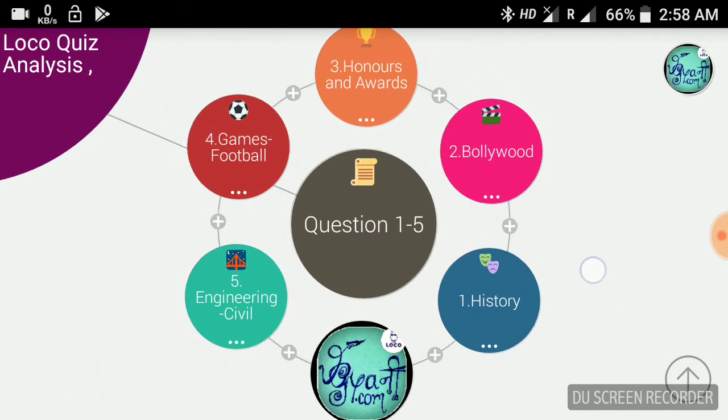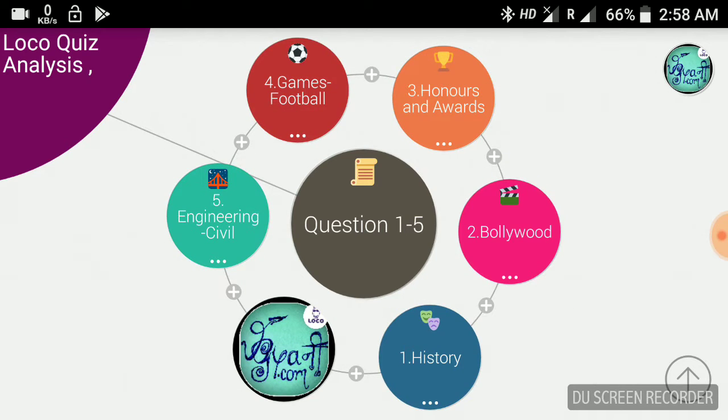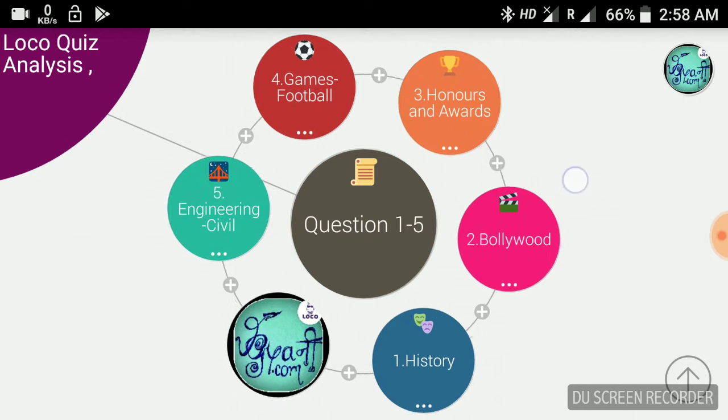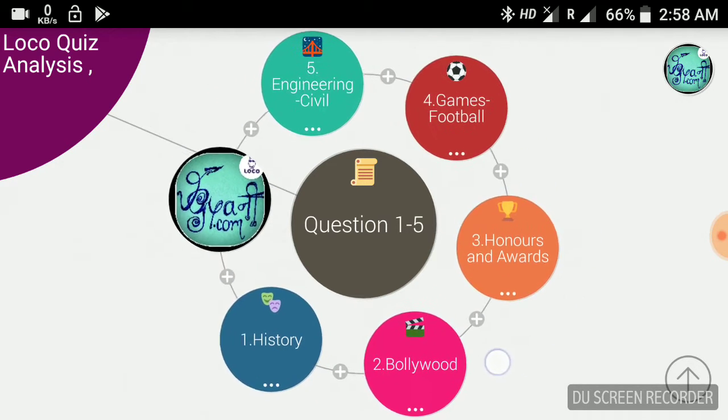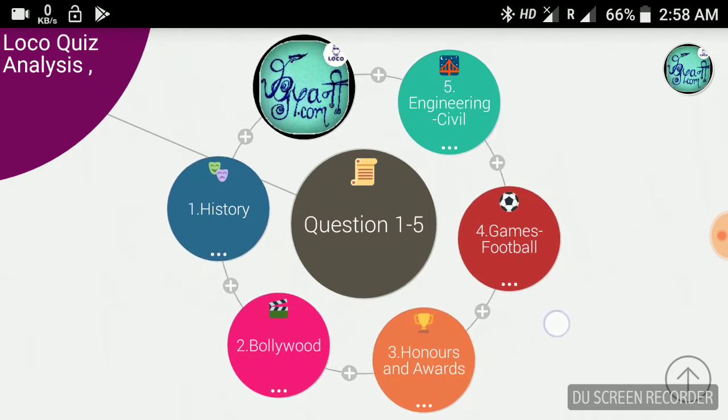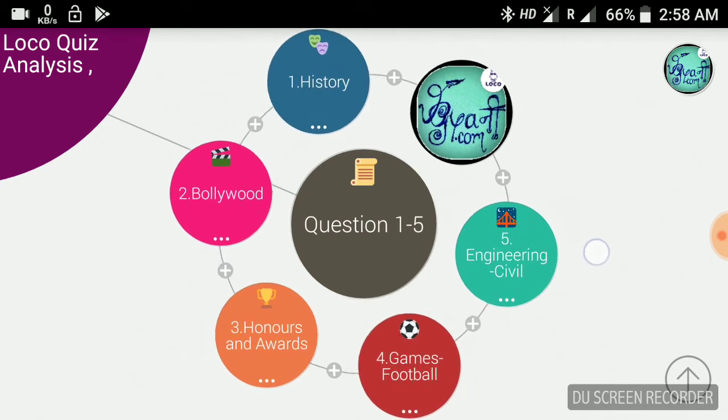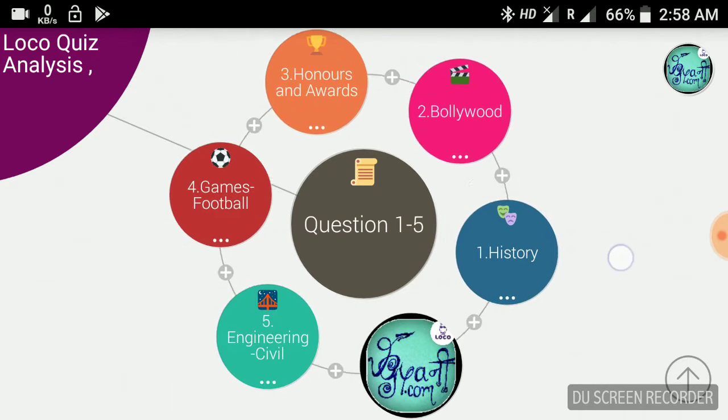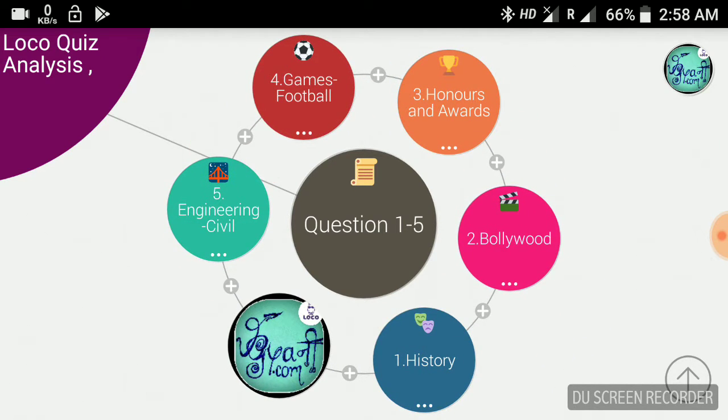So the next question is from the Bollywood section. You can see that the game is picking some random questions from different sections. Here they have asked from history, Bollywood, honors and awards, games, and engineering sections. So here we have a good chance to learn a variety of questions from different sections in just 10 minutes. It will not take much time.